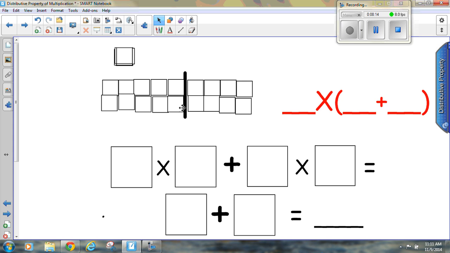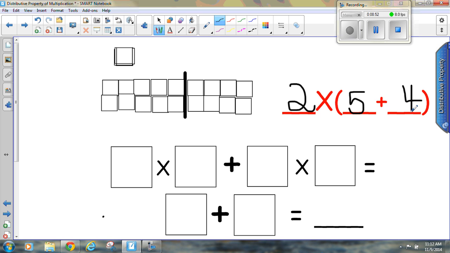Now, let's see. How many rows are there? 1, 2 on this side and 1, 2 on this side. So, the first number I'm going to write in my problem, my number sentence, my equation is 2. And then I'm going to see how many columns I have on each side. So on the first side, I have 1, 2, 3, 4, 5. So that goes in the first line here inside the parentheses. And then on the other side, I have 1, 2, 3, 4. So I'm going to put that there on the other line inside the parentheses.